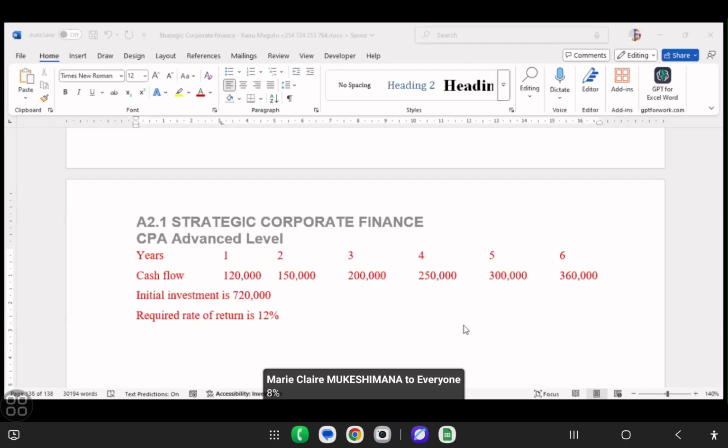Inflation is very high in Rwanda compared to Kenya and Tanzania. So I don't understand how you would say that the interest rate issued by the central bank is 6.5. That one I doubt. Find out that information so that you can get the correct information.